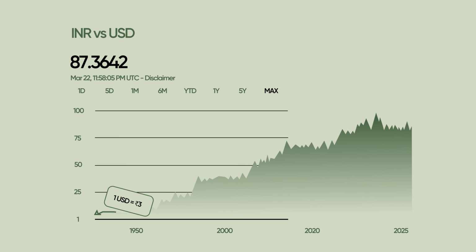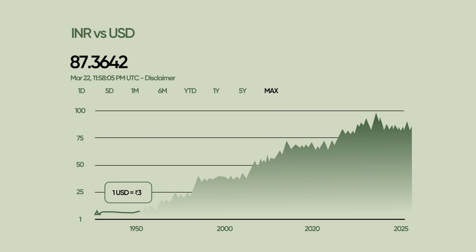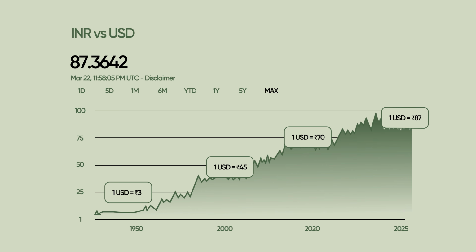Back in 1947, when we got independence, 1 USD was equal to 3 rupees. By the year 2000, it had reached 45 rupees. In 2019, it crossed 70 rupees. And now in 2025, it's hovering around 87 rupees. In fact, the rupee has been losing its value continuously.